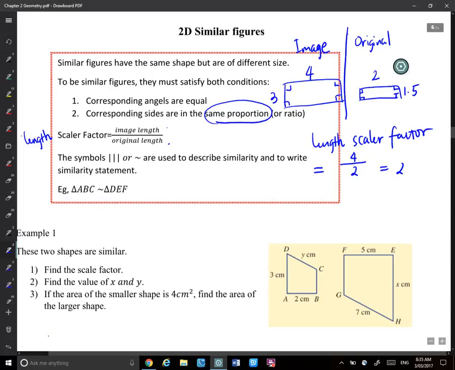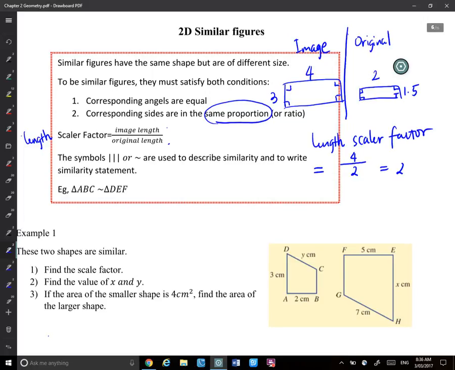Why I use length, it doesn't really matter which pair you use. You can use both widths, because all the pairs will give you the same scalar. So they are in the same ratio, so they can be similar shapes. So I can use 3 divided by 1.5. That will still give you 2. But you cannot use the length divided by the width. They are not corresponding pairs.